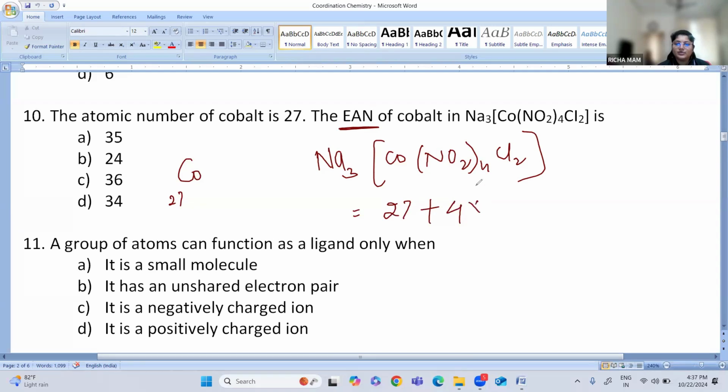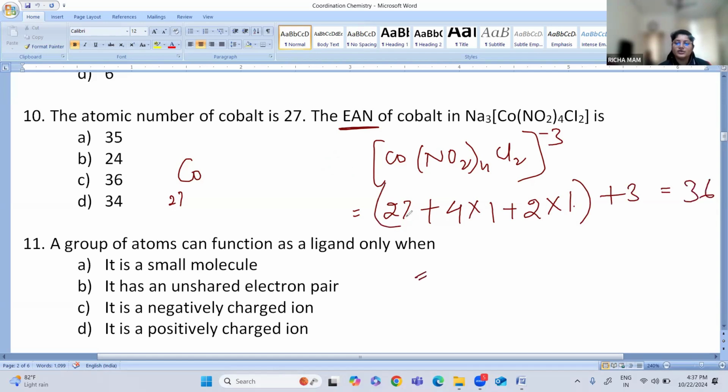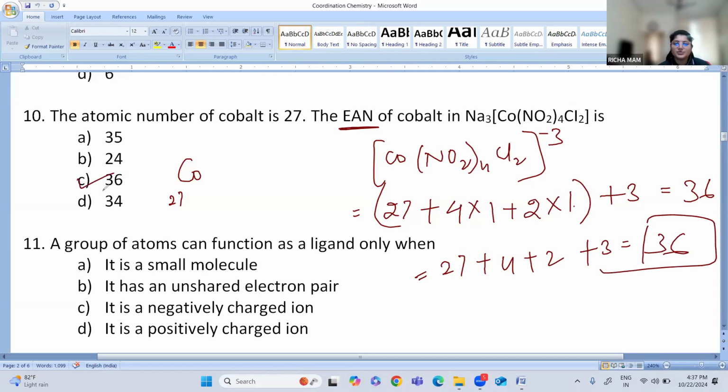4 into the charge on the nitro group, which is 1, plus 2 into 1. The whole charge on this complex, if I remove Na3, is minus 3, so plus 3 equals 36. 27 plus 4 plus 2 plus 3 gives 36. So the effective atomic number is 36, option number C. Like this, you are going to find the effective atomic number. Next question.